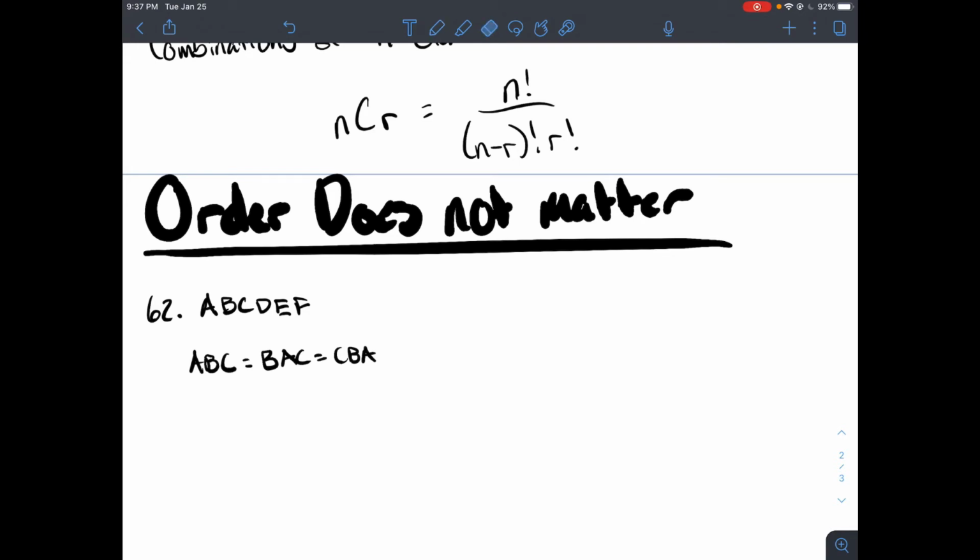When we talk about permutations, that sort of thing will matter. That order will matter. And that is going to be what we do on Friday.